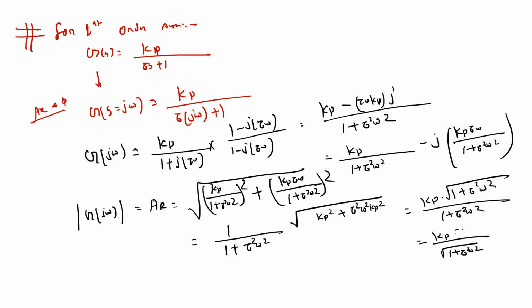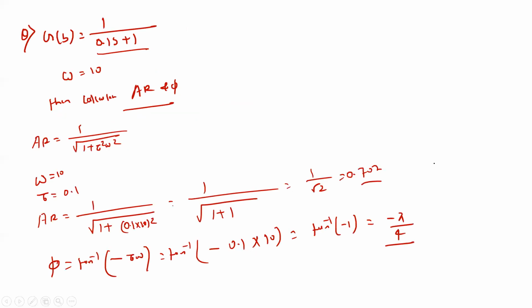So there Kp was 1. So this was 1 upon root over 1 plus tau square omega square in this particular function. But if Kp is there, then here you have to just substitute the value of Kp, right? So this is the simplest way that you can understand this particular problem.